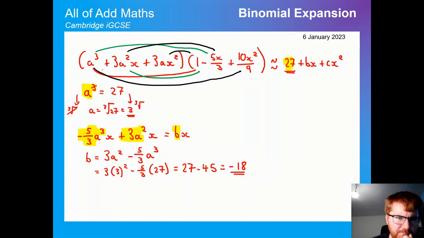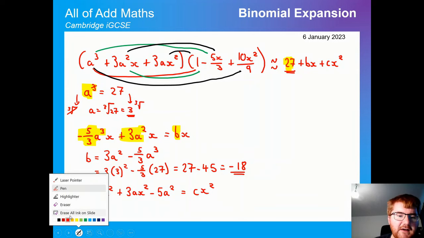Let's go through these. So we'll do the outside one first. So this times this, that's going to give us 10 over 9 a cubed x squared. So that's that one done. We've got the one in the middle, which is quite easy. So we've got plus 3ax squared. And then this one's a bit more complicated here. So we've got 3a squared times minus 5 over 3. 3's cancel, so we're left with just minus 5a squared. And that has to be equal to cx squared.